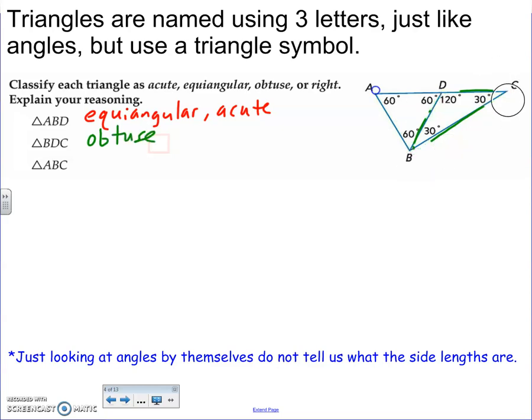Then lastly, let's see what we have. ABC, A to B to C. Close it. We have, in case y'all can't do this, 30, 60, and then we add this together. 30 and 60 is 90. This is a 90-degree angle. So if we have a 90-degree angle, that is right.